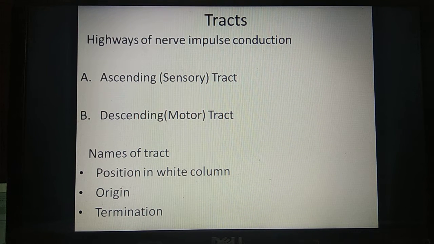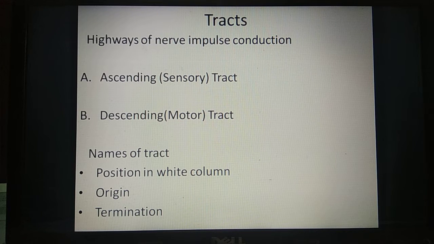Okay, now this time we are starting the physiology of tracts. In the last lecture we learned about the physiology of the spinal cord. Just to revise, tracts are nothing but highways of nerve impulse conduction.